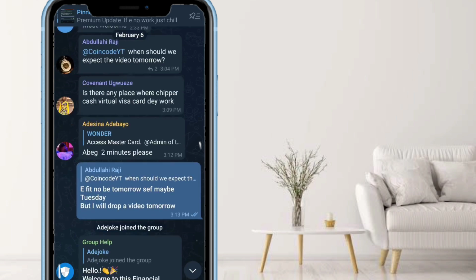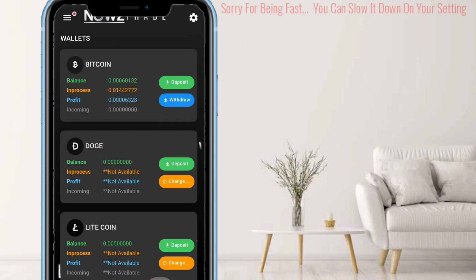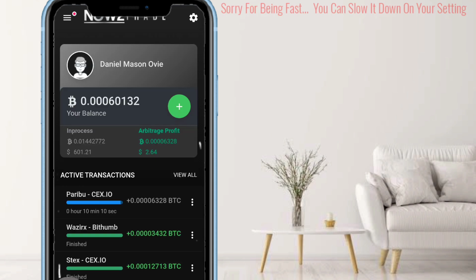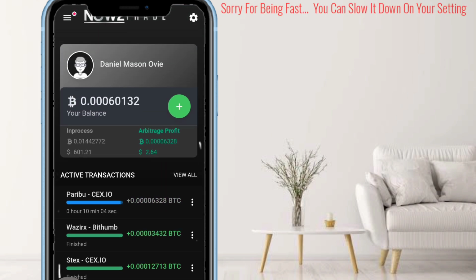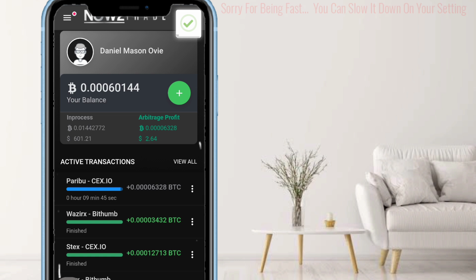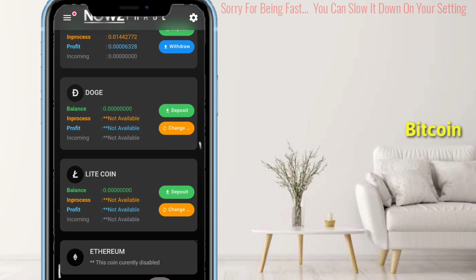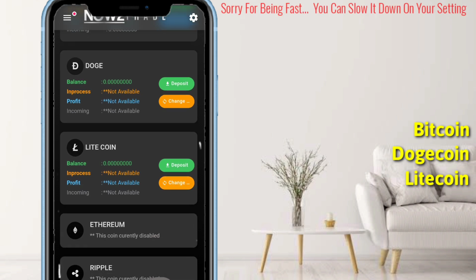So now let's move. If you are new to this platform, you just got to use the link below to get started. Then you register with your email address. Then it will take you to your dashboard. And I believe you already understand this platform because I've made several videos on it. So for you to do anything on this platform, you need to deposit first. And for you to deposit, you just got to click on this wallet icon below. Then it will take you to your wallet section whereby you can deposit with Bitcoin, Dogecoin, Litecoin, and Ethereum and Ripple will be enabled in the future.